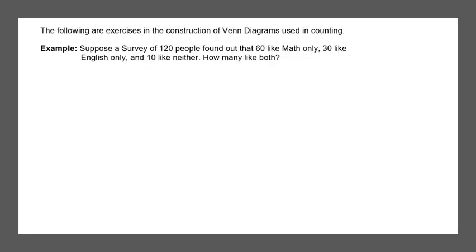Okay, here's another example. So again, pause the video and try to work it out. We have a survey of 120 people. 60 like math only, 30 only like English, and 10 like neither. So how many like both?